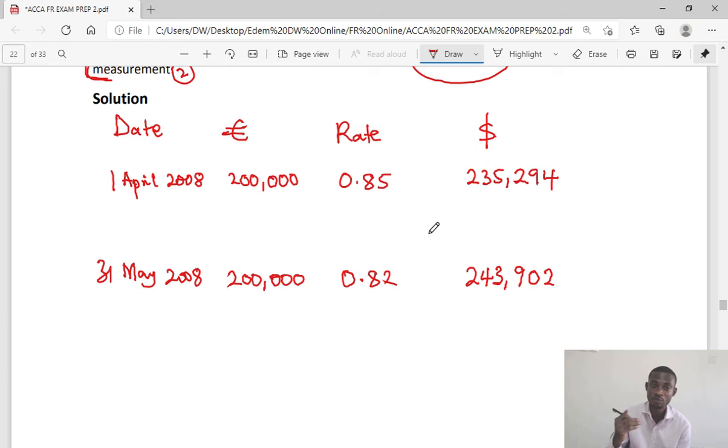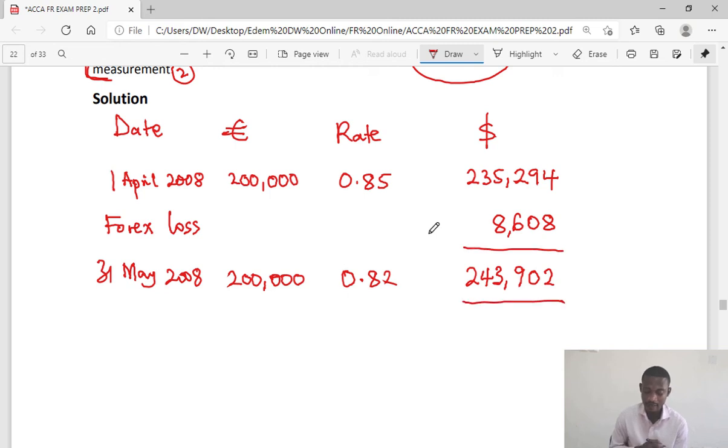shows that there is going to be more value to pay, then we say that there is a forex loss. There's a forex loss on the transaction, and that forex loss will be 243,902 minus 235,294, and that is 8,608. And look at it, we need to increase the value to have this closing figure, which is the settlement date. And because there's an increase, we say there is a loss.